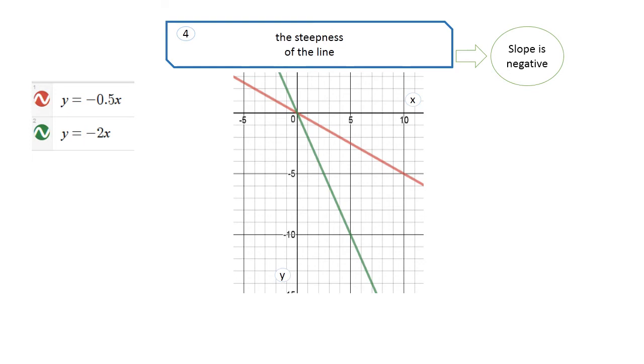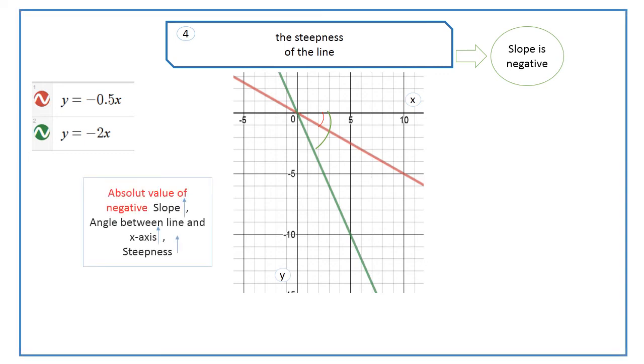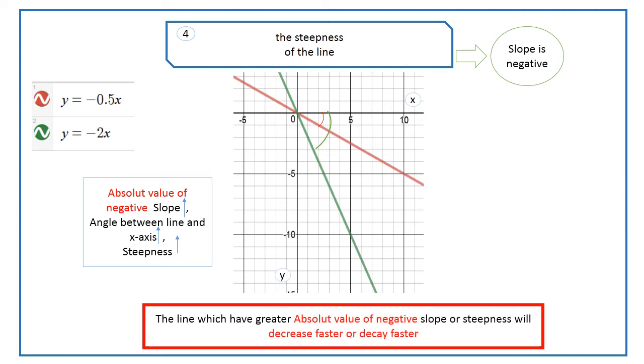Now the steepness of the line represents the angle between the line and x-axis, and it can be observed that as the absolute value of the negative slope increases, the angle between the line and x-axis will increase and the steepness will increase. For the problem in the test, always remember that the line which has greater absolute value of negative slope or steepness will decrease faster and decay faster.